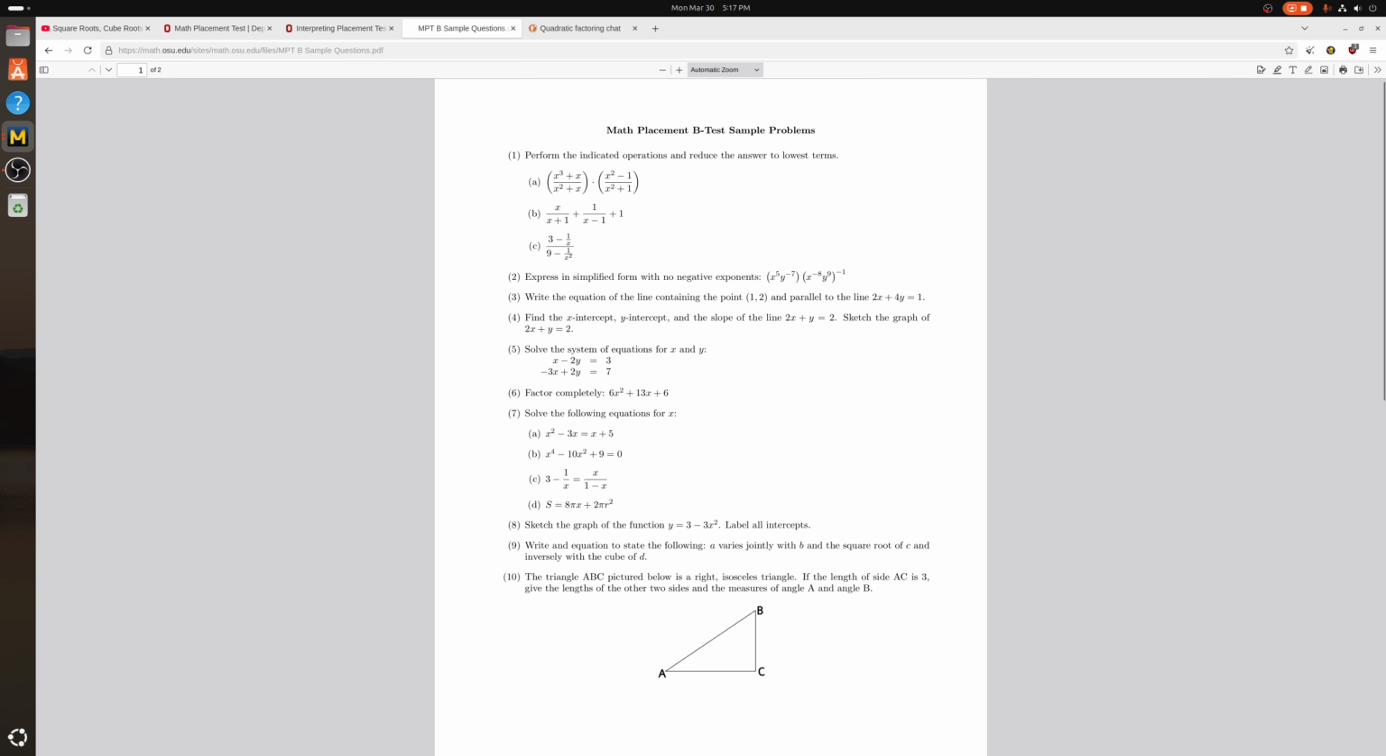Next question. 7. Solve the following equation for x: x squared minus 3x equals x plus 5. Are we for real here? Really, dude? Come on, dude. All right, so you have to factor x squared minus 3x. I actually only know x squared minus 3, so actually I don't know how to factor this at all.